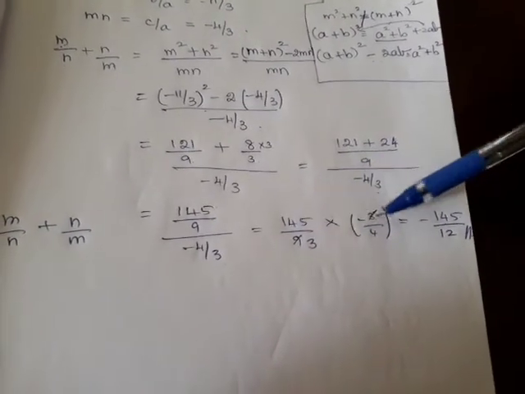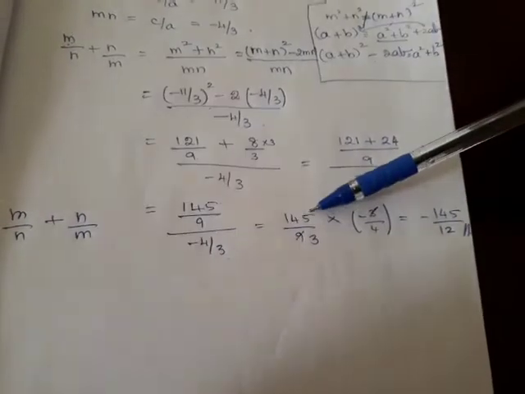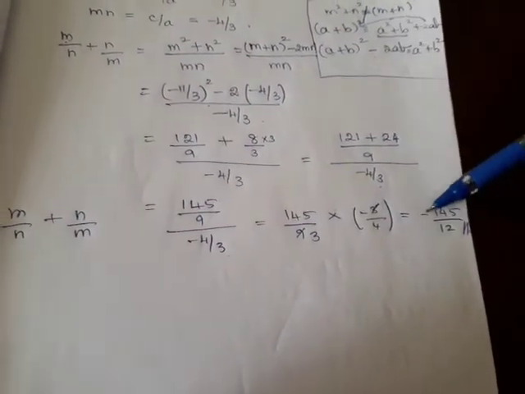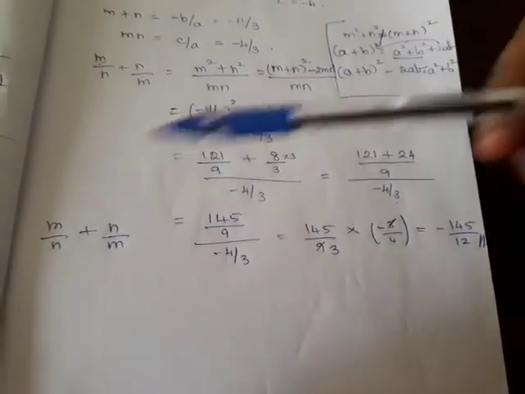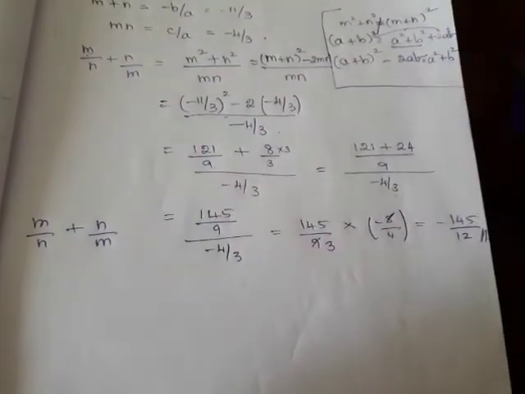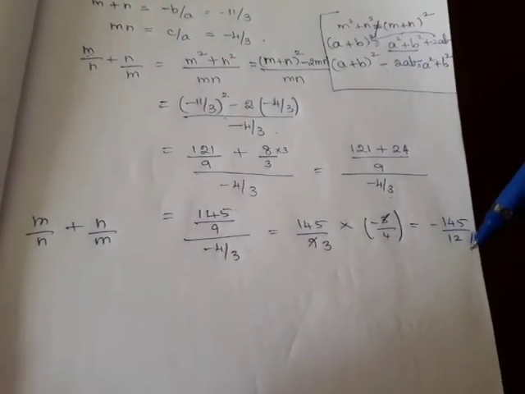Numerator, if you multiply plus into minus, it will become minus. 145 into 1 is 145 divided by 3 4s are 12. So the answer for m by n plus n by m is minus 145 by 12.